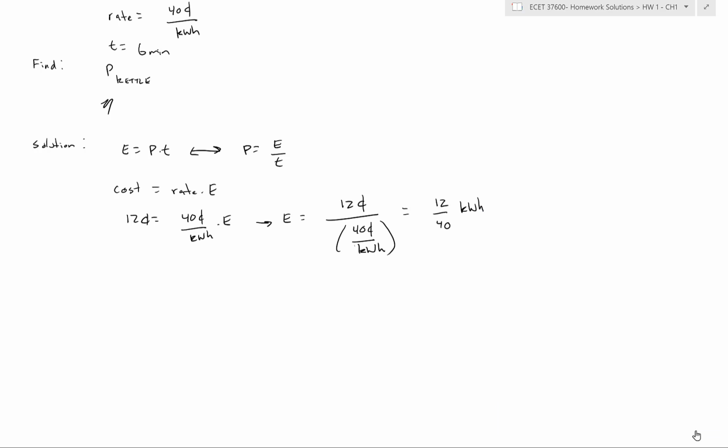So we can simplify that and we get 0.3 kilowatt hours. We use 0.3 kilowatt hours to boil water, right? So that tells us how much energy was used. Now we can plug that into this formula here. Power is equal to energy divided by time, which is 0.3 kWh divided by time, which was 6 minutes.